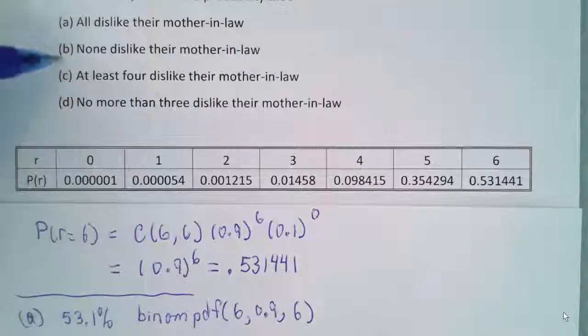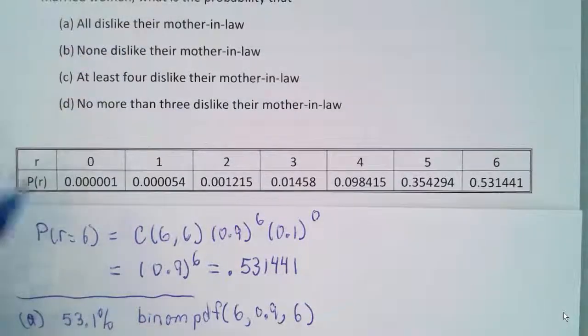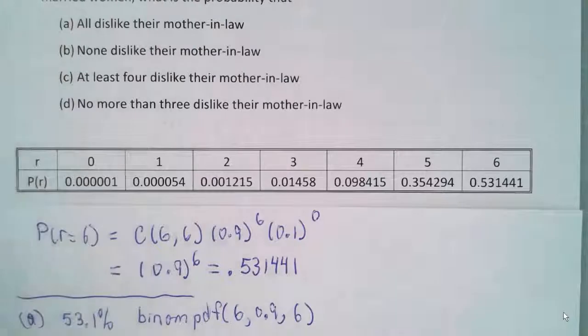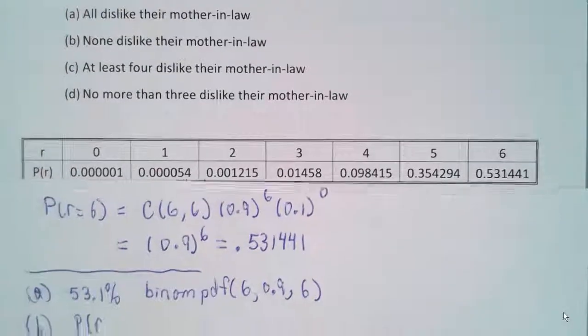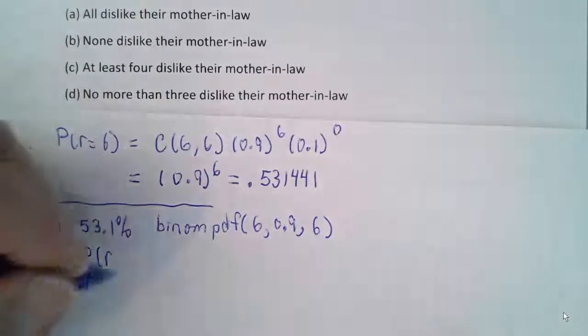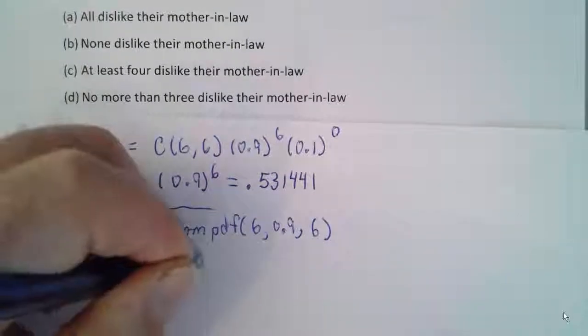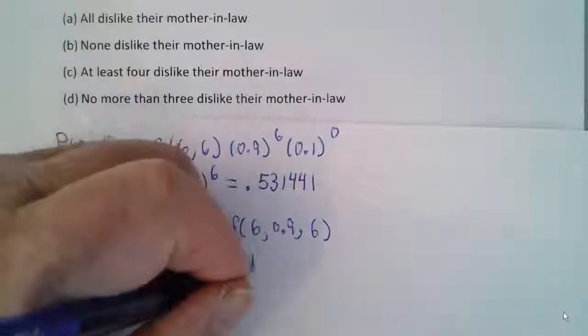Okay, second one. What is the probability that none dislike their mother-in-law? Well, reading from the table here, that would be 0, and I've got 0.0000. I have 5 zeros followed by a 1. So the probability that R is equal to 0 is 1, 2, 3, 4, 5 zeros followed by a 1.